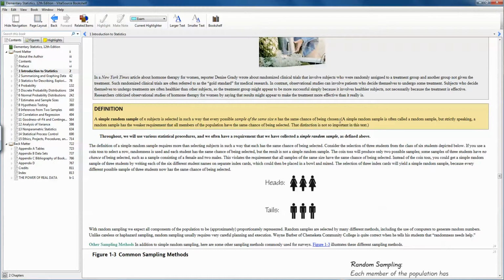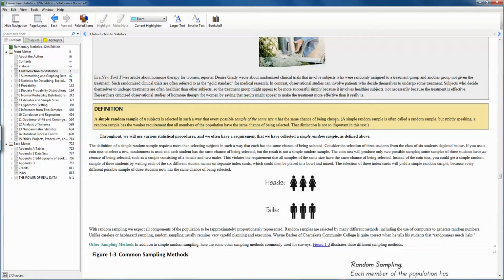A simple random sample is often called a random sample, but strictly speaking, a random sample has a weaker requirement that all members of the population have the same chance of being selected. That distinction is not so important in this text. Alright, so simple random sample, say you were going to pick groups of 5 people out of a classroom, and you want to make sure that it's picked in such a way that every possible sample of size n has the same chance of being chosen.